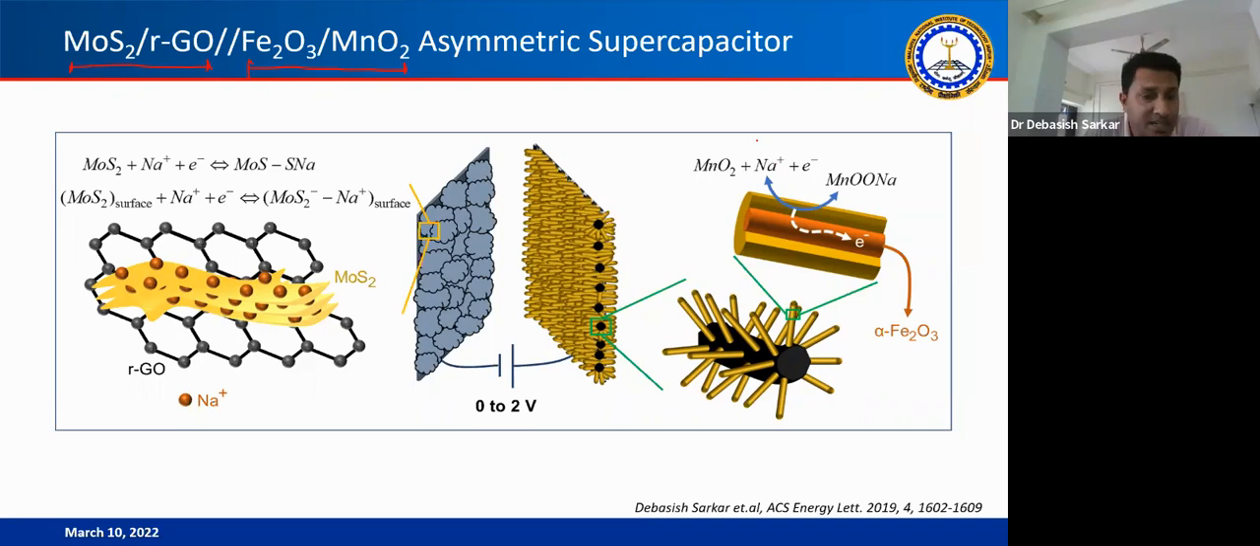But at the same time, in the case of MoS2, it stores charge through Faradaic and non-Faradaic processes. Surface related Faradaic and non-Faradaic means EDLC and pseudocapacitive, and the intercalation related bulk process, that means Faradaic process. So by this way, the MoS2 RGO and Fe2O3 MnO2 store charges in this asymmetric supercapacitor, and we have a potential window of 2 volt here.